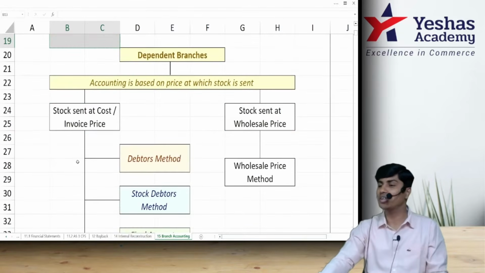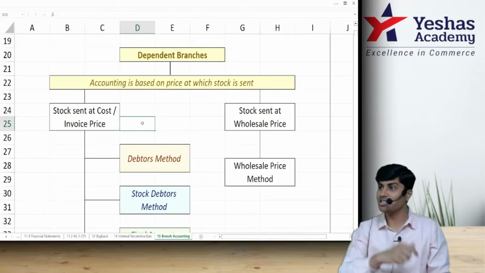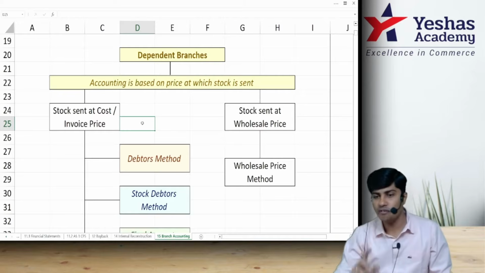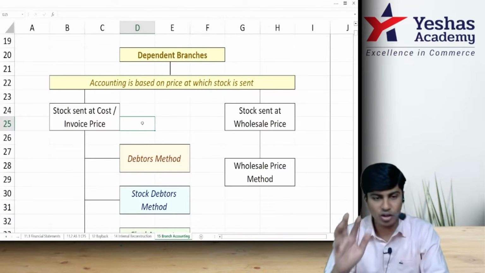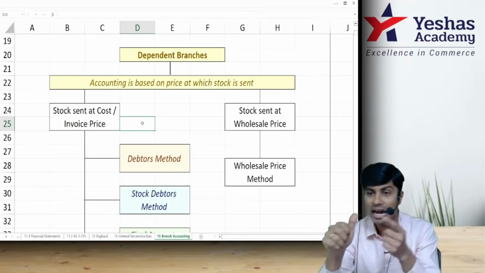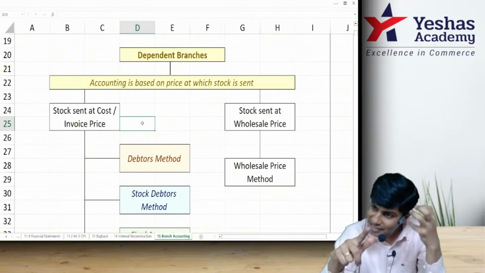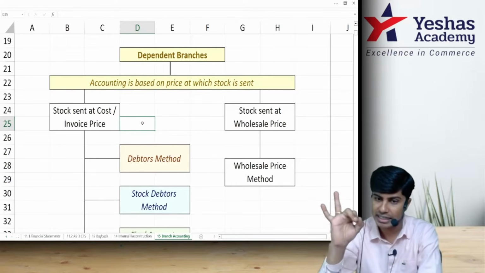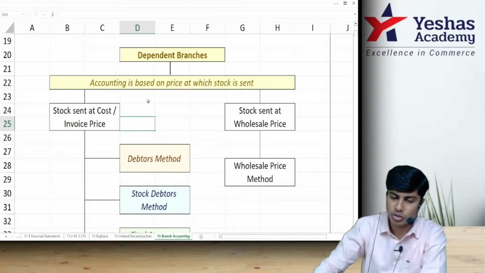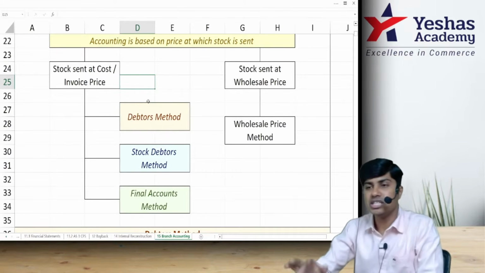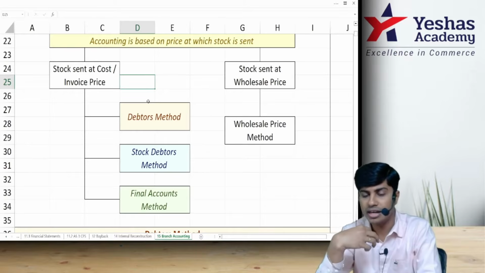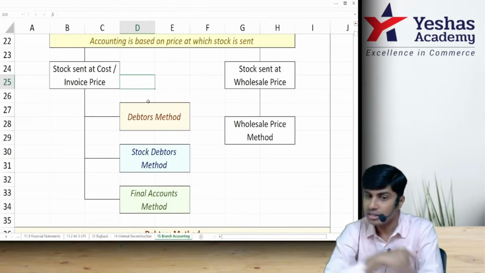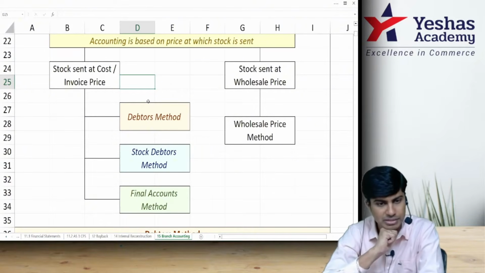Further, for the purpose of accounting, this dependent branch can be classified. This classification is based on the rate at which the head office will choose to send the goods to the branch. If the head office decides to send the goods to the branch at cost price or invoice price, treating the branch like a debtor, the accounting will be done under one of three methods: debtors, stock debtors, and final accounts. However, if the head office treats itself as a wholesaler and the branch as a retailer and sends the goods to the branch by booking the wholesale profit, then we'll apply another method called the wholesale price method.